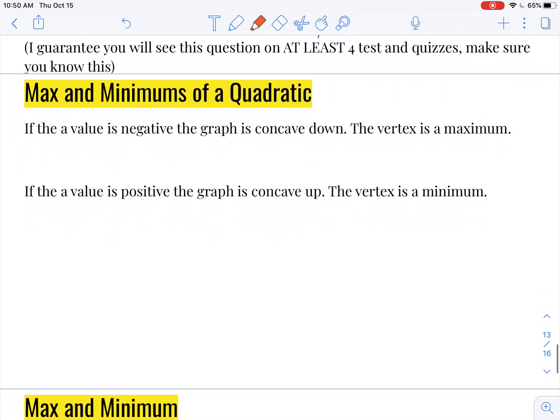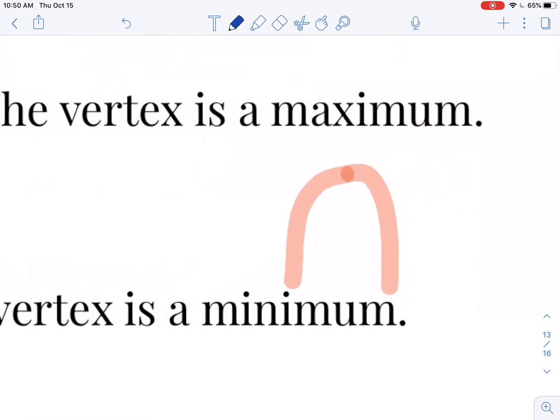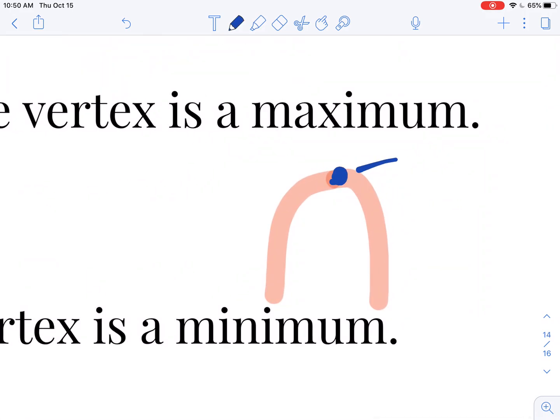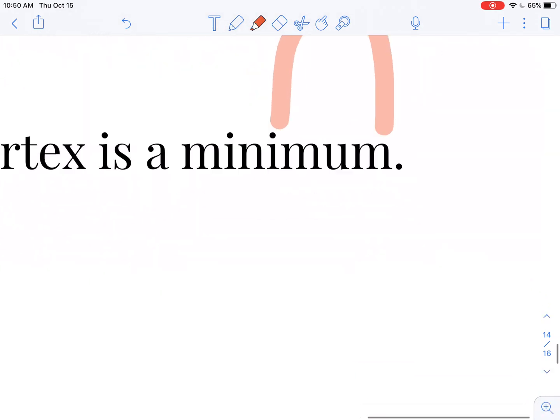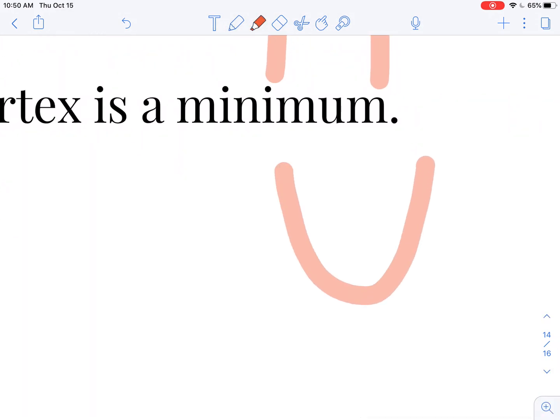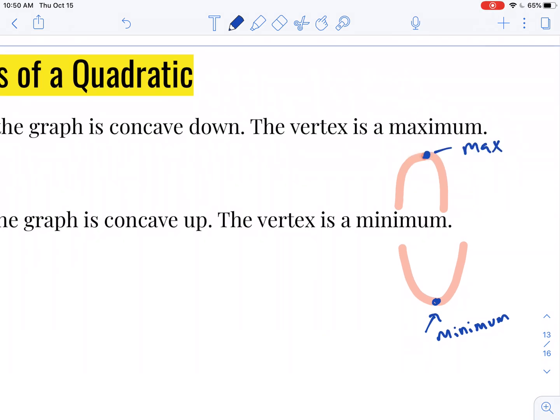Maximums and minimums of a quadratic. If your a value is negative and the graph is concave down, we refer to this vertex value as a max. It's the peak. And then if you have a concave up parabola, this vertex value will be your minimum. And this is just kind of a mixture of things that we've already learned, plus adding in the vertex value. So again, here we're going from increasing to decreasing, that's a maximum, decreasing to increasing, that's a minimum.